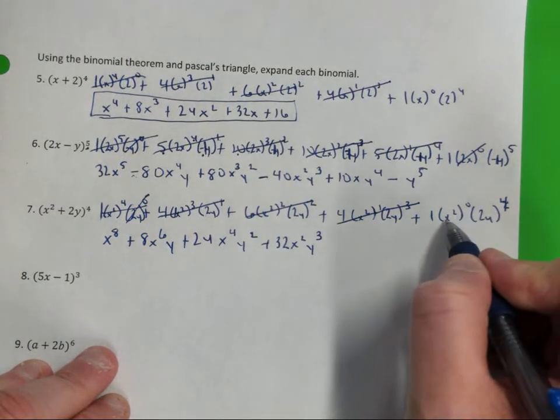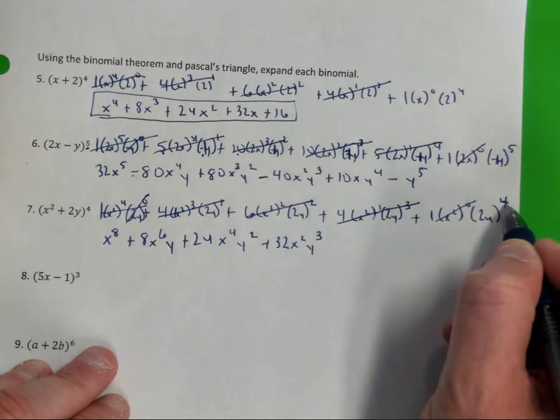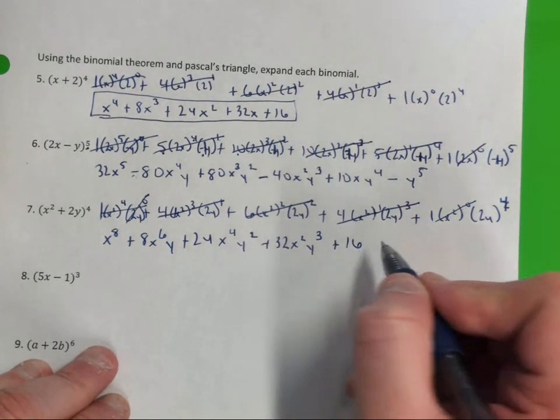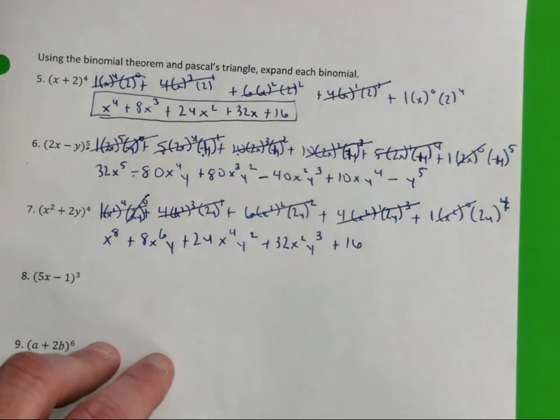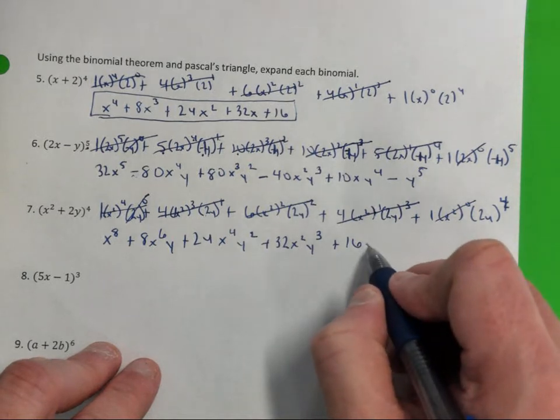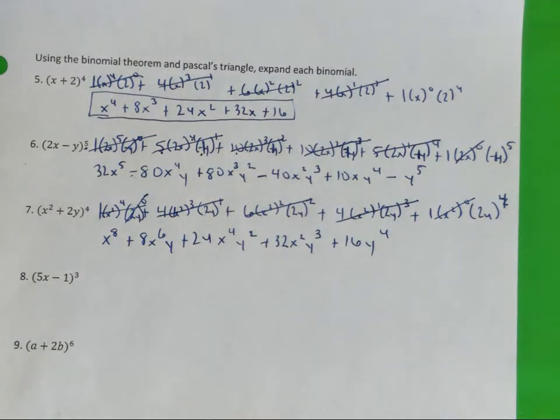Anything raised to 0, what is that? 1. I don't have to worry about that. 1 times, what's 2 to the 4th? 16. Y to the what? And that's your answer. Let's do one more.